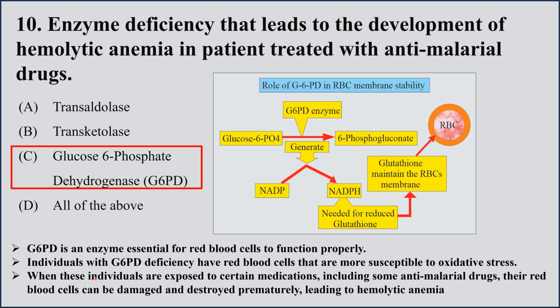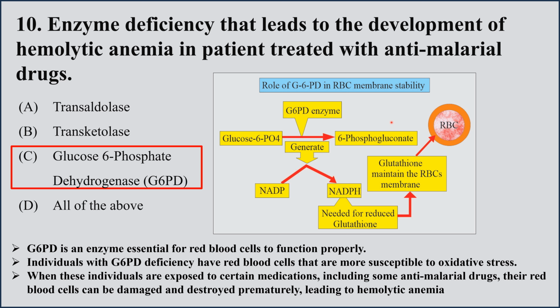When these individuals are exposed to certain medications, including some antimalarial drugs, their red blood cells can be damaged and destroyed prematurely, leading to hemolytic anemia. These patients' cells are already high in oxidative stress due to G6PD deficiency, and when they are given antimalarial drugs, it causes lysis of the red blood cells. It enhances the damage to the RBCs because of the increased oxidative stress. This was one example of the antimalarial drugs.